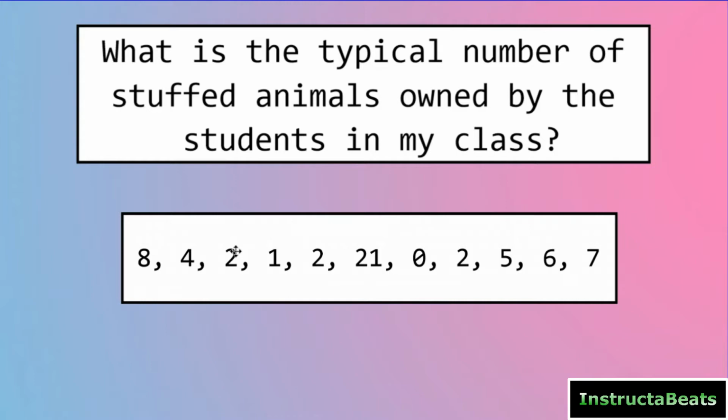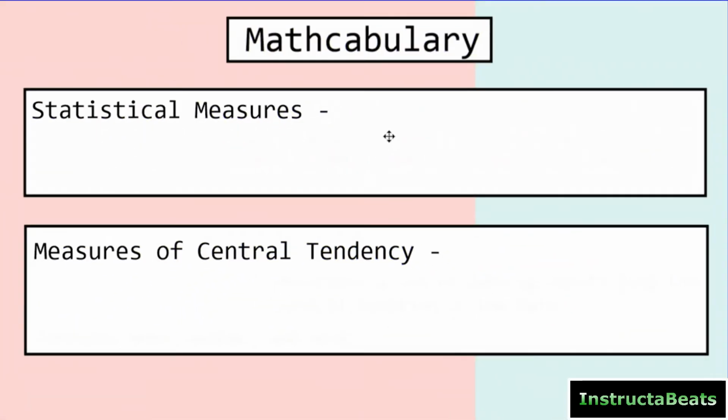So now that we have this data collected, what observations can I make, right? What do I do with all this data? There's so many numbers. What do I do? Well, let's take a look at our mathcabulary and find out a little bit of what statisticians do when they collect data. So the first thing we can do is we have something called statistical measures.